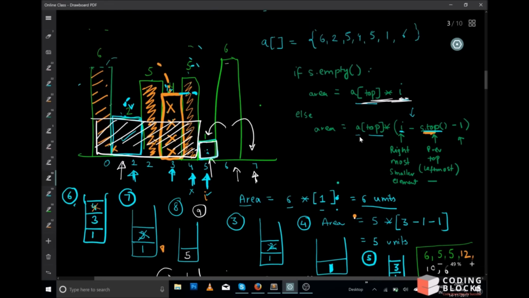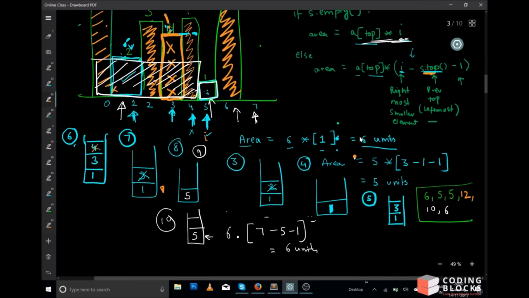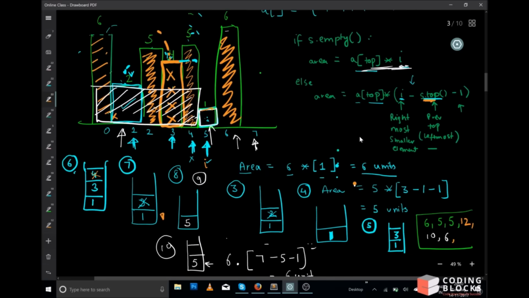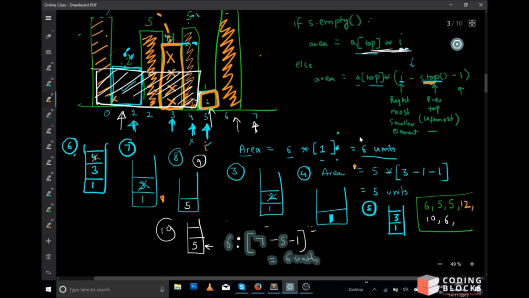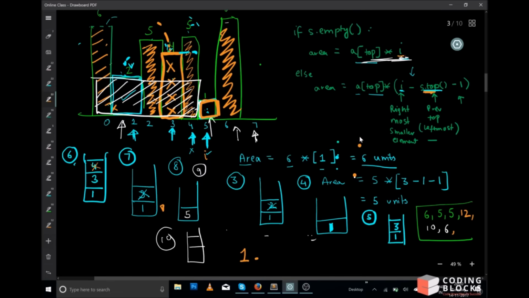So it means that we have popped this bar also, right? So considering this bar, the area we can make is 6 units, which we have written here. The only bar now left is this bar, right? So in the stack I have only one bar, right? And if I pop it off, considering the height of this bar, which is nothing but array of 5, which is 1, it is 1 unit into, if the stack is empty, I use this formula, into I.